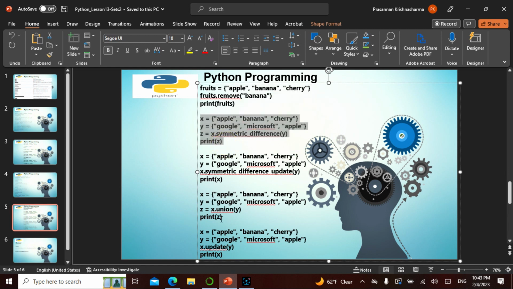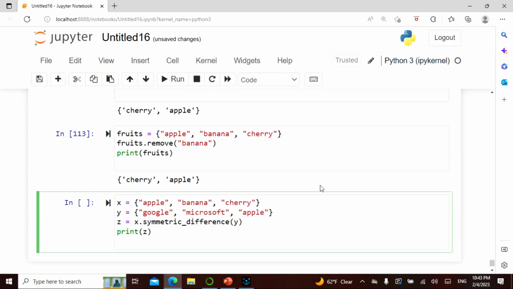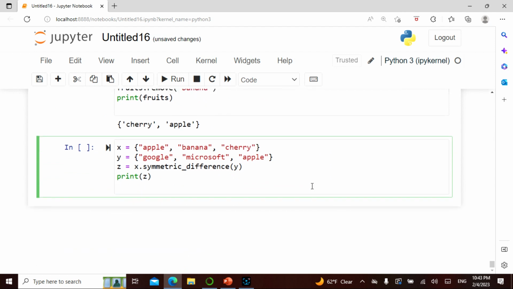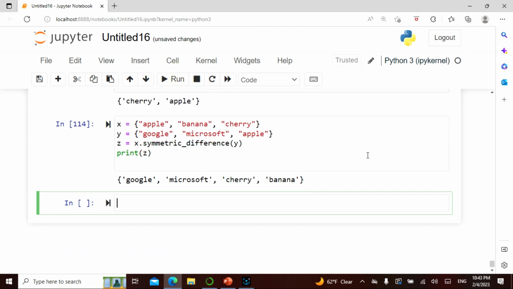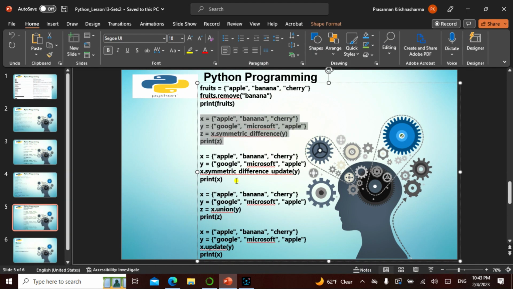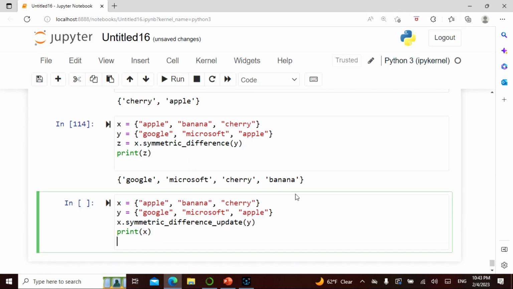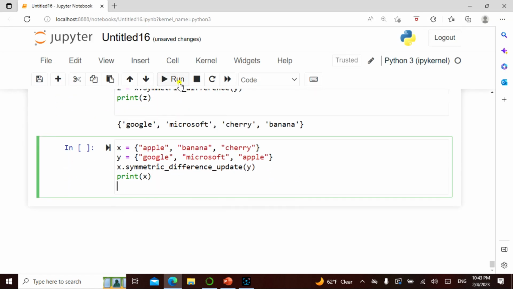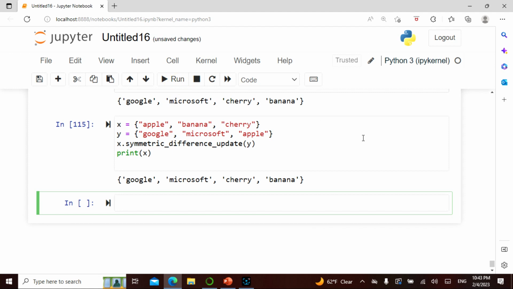Symmetric difference is apple. So the apple is common. So other than the difference of Y, it starts with Google, Microsoft, banana, cherry. Symmetric difference update. Same.